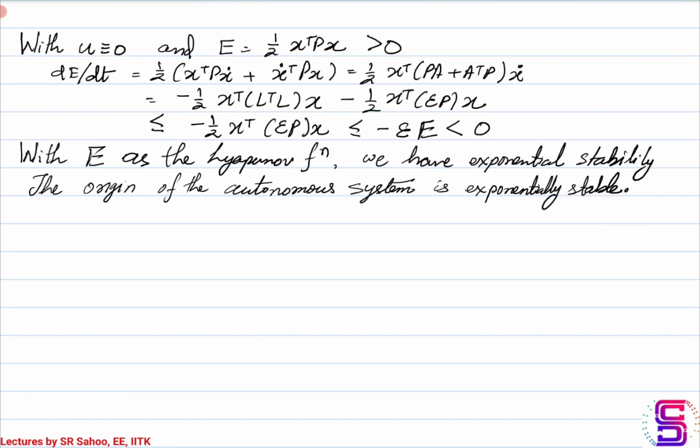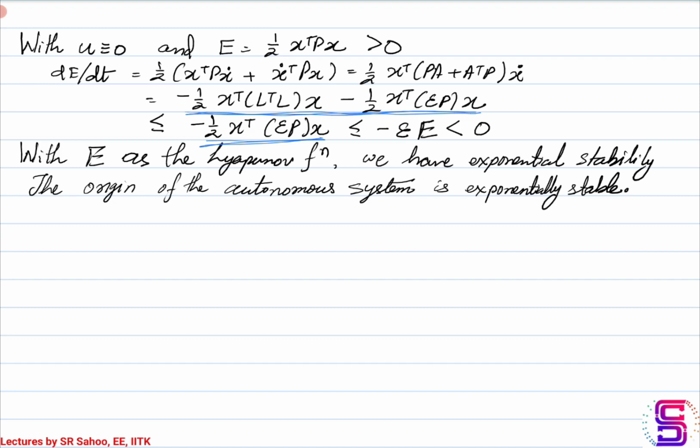So let's say that the input is identically 0 and the energy function that we choose is half x transpose P x. If we take a time derivative of the energy function and substitute the state space equations, what we have is minus half x transpose L transpose L x minus half x transpose epsilon P x. Now, this quantity is definitely going to be less than or equal to minus half x transpose epsilon P x, because the quantity on the left is making things further negative. So this inequality holds.